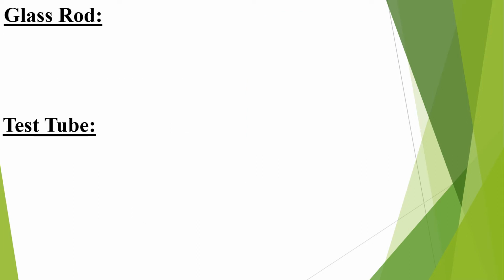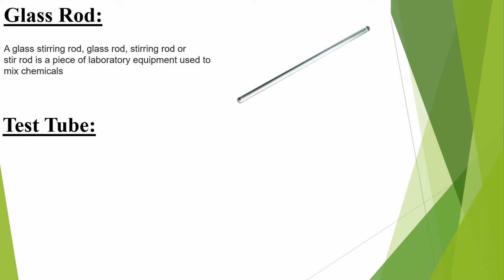Next is glass rod. A glass stirring rod, glass rod, stirring rod or stir rod is a piece of laboratory equipment used to mix chemicals. Next, test tube.